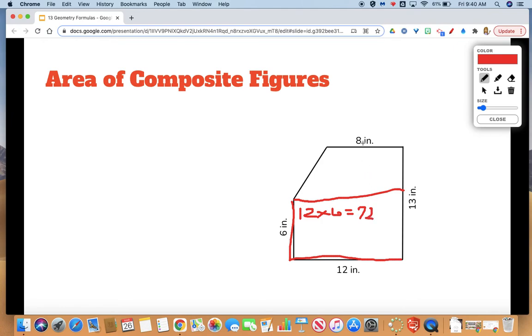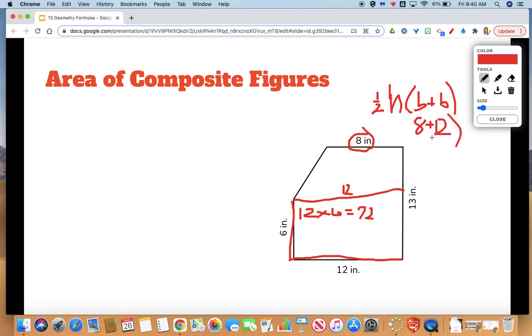Trapezoid, base plus base, base 1 plus base 2 times half of the height. Let's plug those in, figure out what those different values are. This is one base, 8. Down here's another base. What must this line be? The same as this line, 12. So there's my two bases.